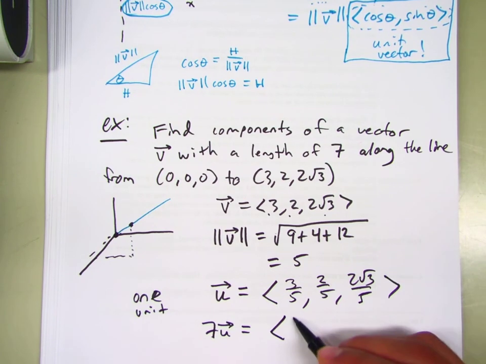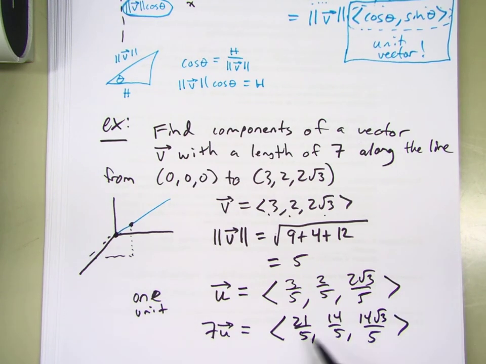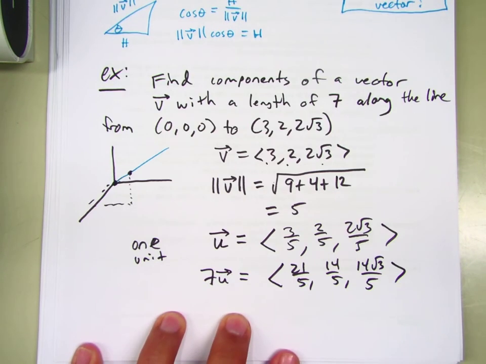And so your final answer here will just be 21/5, 14/5, and 14 root 3 over 5. And again, you could verify that. Square each one, add them up, take the square root. You should get 7 there. Okay? All right.